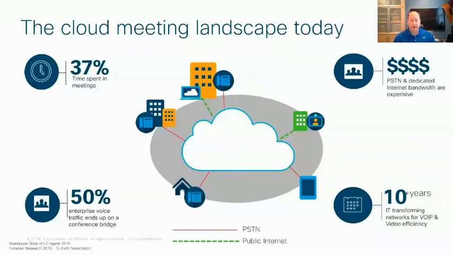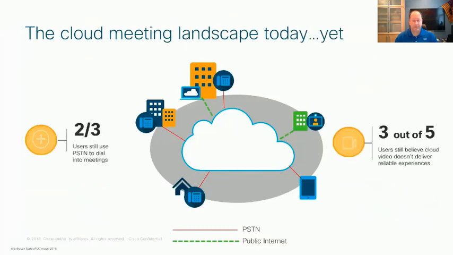If you look at the cloud landscape today, Edge and cloud are both really important to bring people together no matter where they are or what device they are using. But work is changing. The average person spends more than 37% of their time in meetings, and this is showing in how voice usage in the enterprise is changing. 50% of all voice traffic ends up on a conference bridge. This is causing PSTN and internet bandwidth to increase.